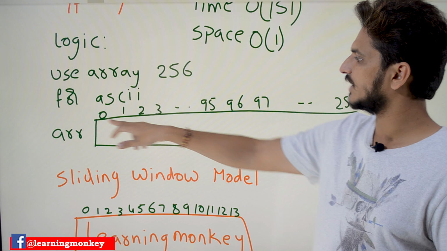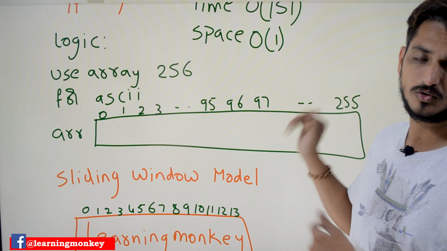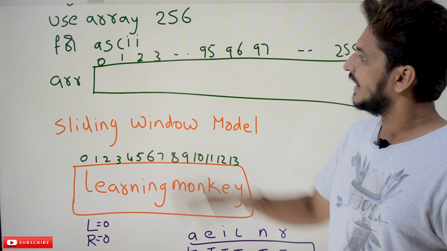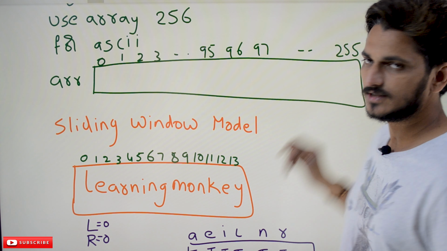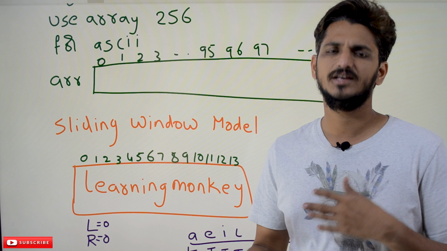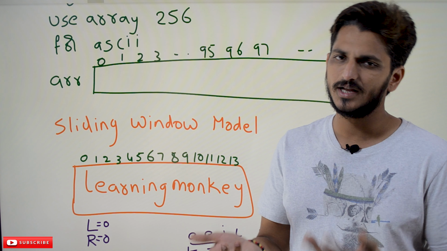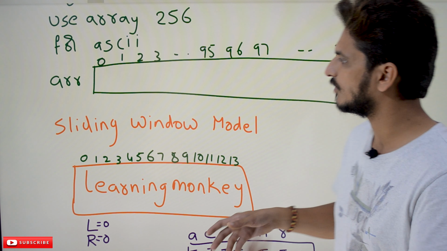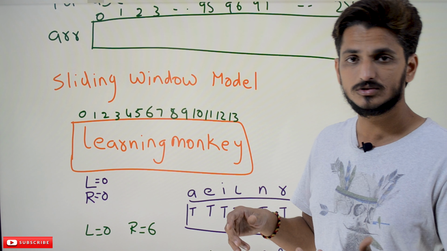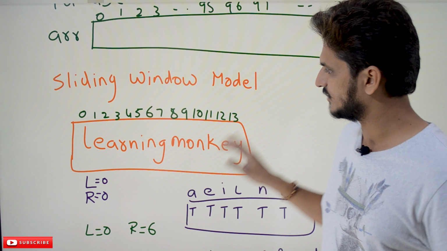Take an array of size 0 to 255, total 256, because ASCII has 256 characters. Initially place all these values as zeros, or you can place false. You can take a boolean variable, or you can take 0 and 1. It's up to your option. We are going to go with a sliding window model. What's that sliding window model? Let's try to understand here.